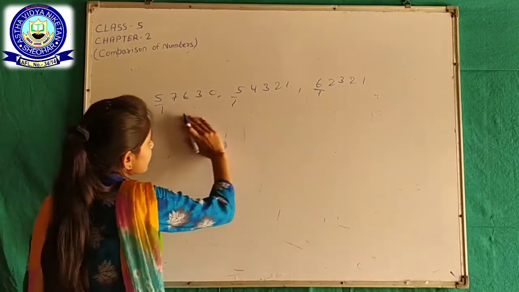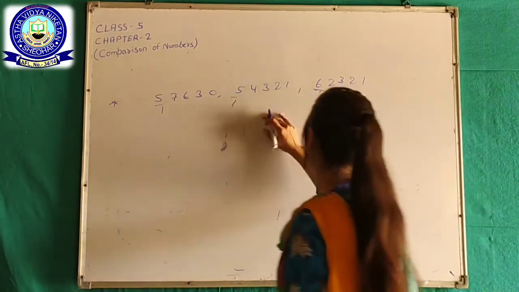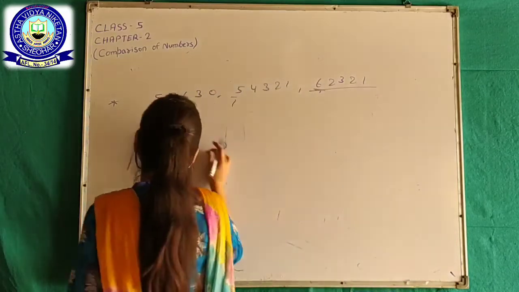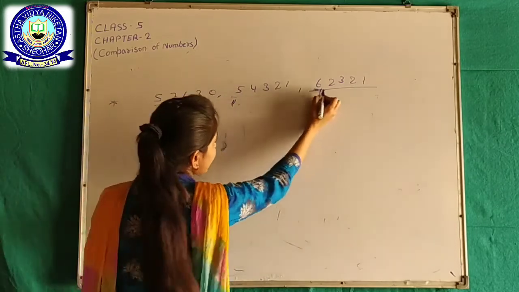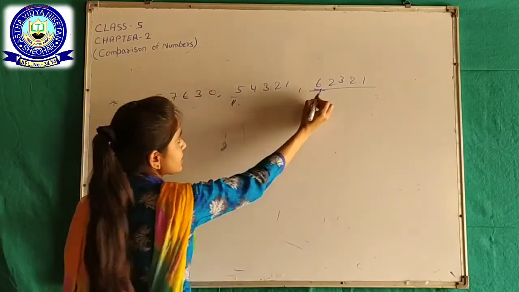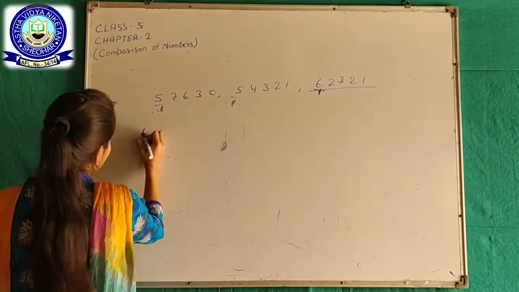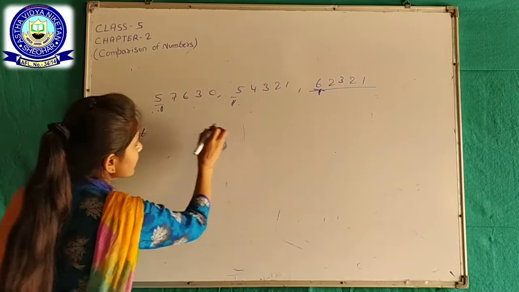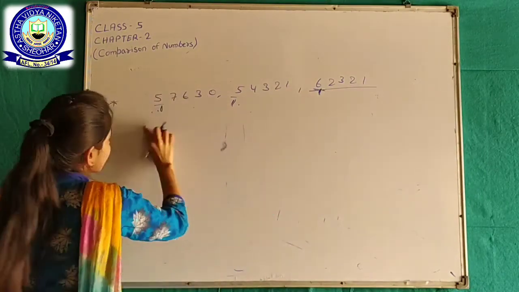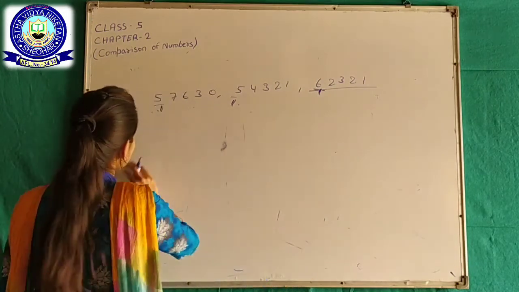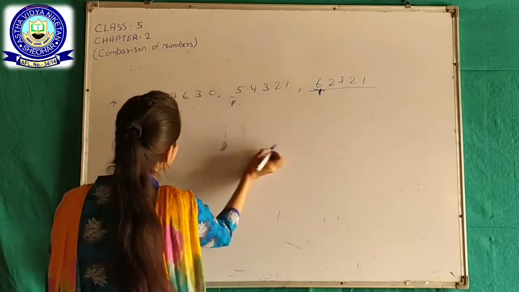You have to write it in ascending order. In descending order, you have to write the largest number of any series first. Then you have to compare these digits. Here is 5, here is 6 and here is 5, and here is 6. 6 is greater between these two numbers. So you have to write in ascending order. In ascending order you have to write the smallest number first. Here is 5, here is 5 and here is 6.